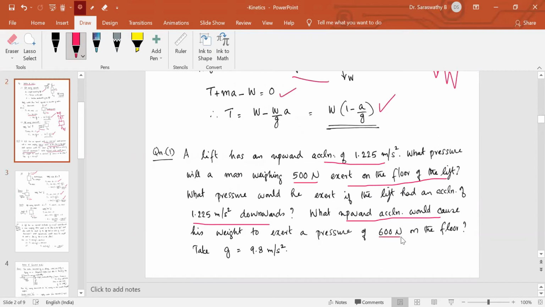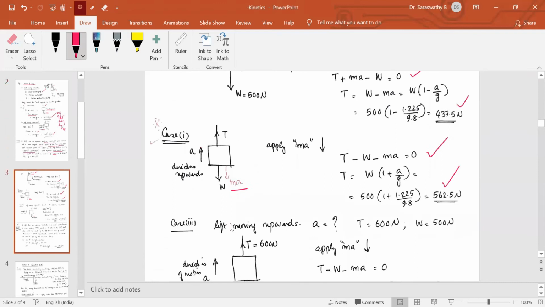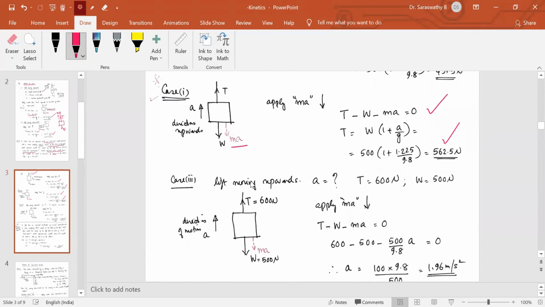Next, the third part of the question: what upward acceleration would cause his weight to exert a pressure of 600 Newton on the floor? That means if the pressure on the floor, or the tension in the cable, is 600, what is the corresponding acceleration? As in the first case, the lift is moving upwards, we are given the tension in the lift cable is 600 Newton. Weight is also given. You are trying to find the acceleration.